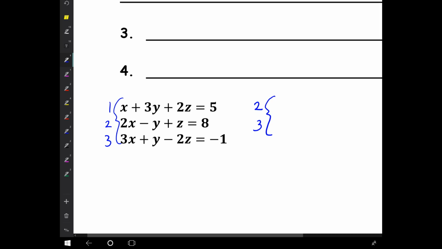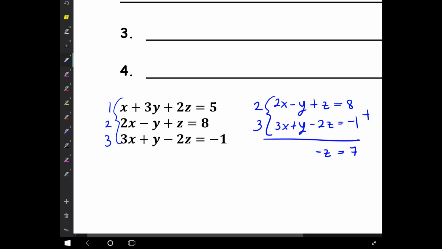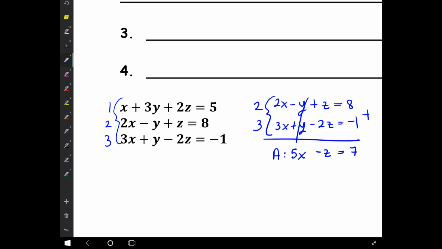Using equations 2 and 3, I'm going to eliminate y. So I have 2x minus y plus z is equal to 8. And I have 3x plus y minus 2z is equal to negative 1. And I add straight down. 8 minus 1 is 7. z plus negative 2z is negative z. y is eliminated, and 2x plus 3x is equal to 5x. Now, I will always, and I'll ask you at least for this example, to label that equation A, because we are going to need it. We are going to come back to it.